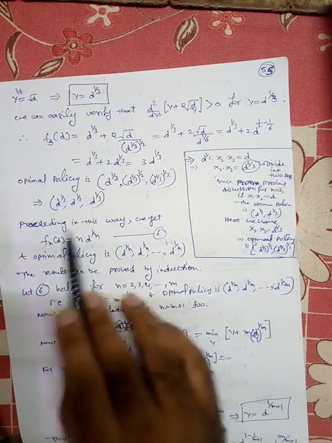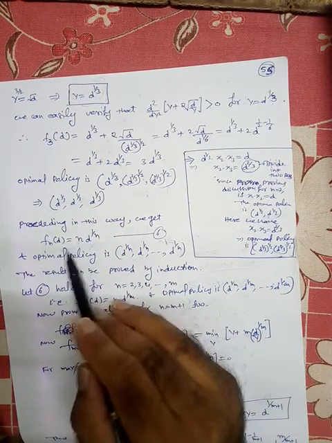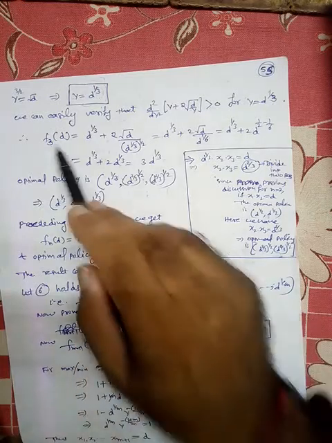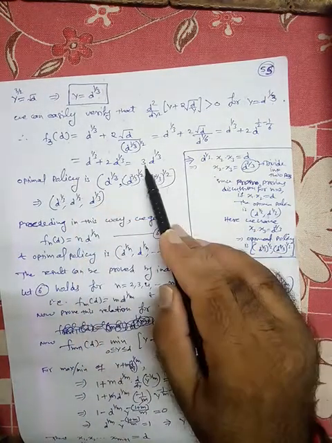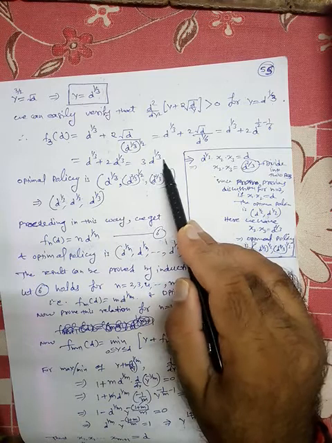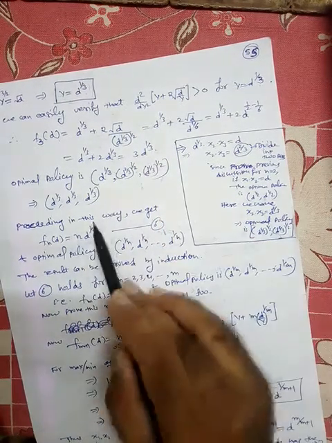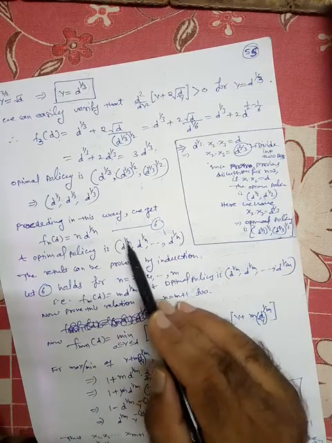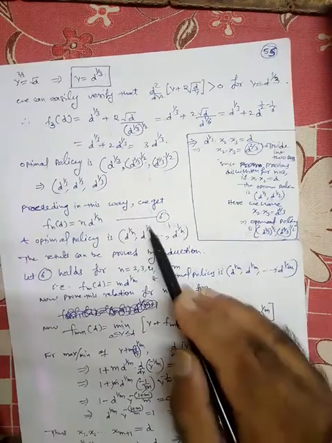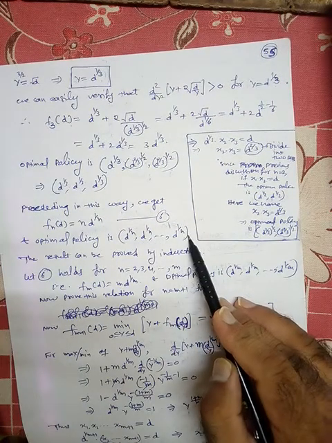Proceeding in this way, f3 d is 3 d raised to the power 1 by 3. So fn d will be n d raised to the power 1 by n, and the optimum policy will be d raised to the power 1 by n, d raised to the power 1 by n, d raised to the power 1 by n.